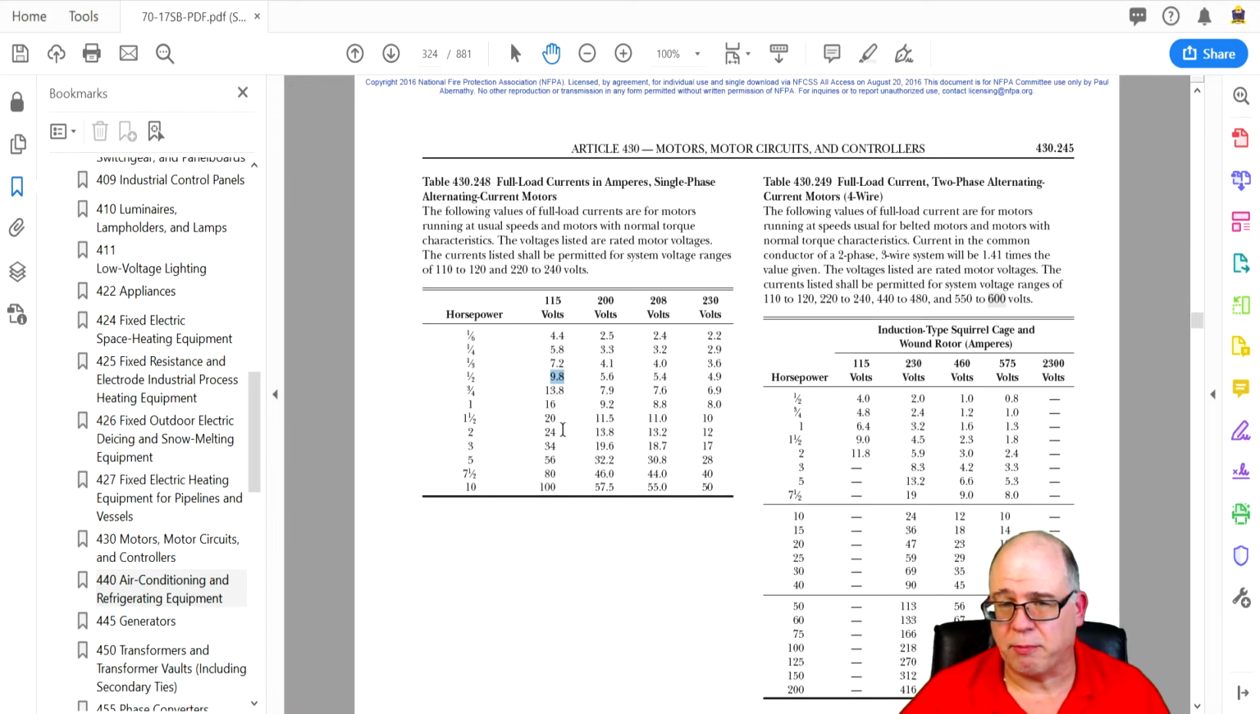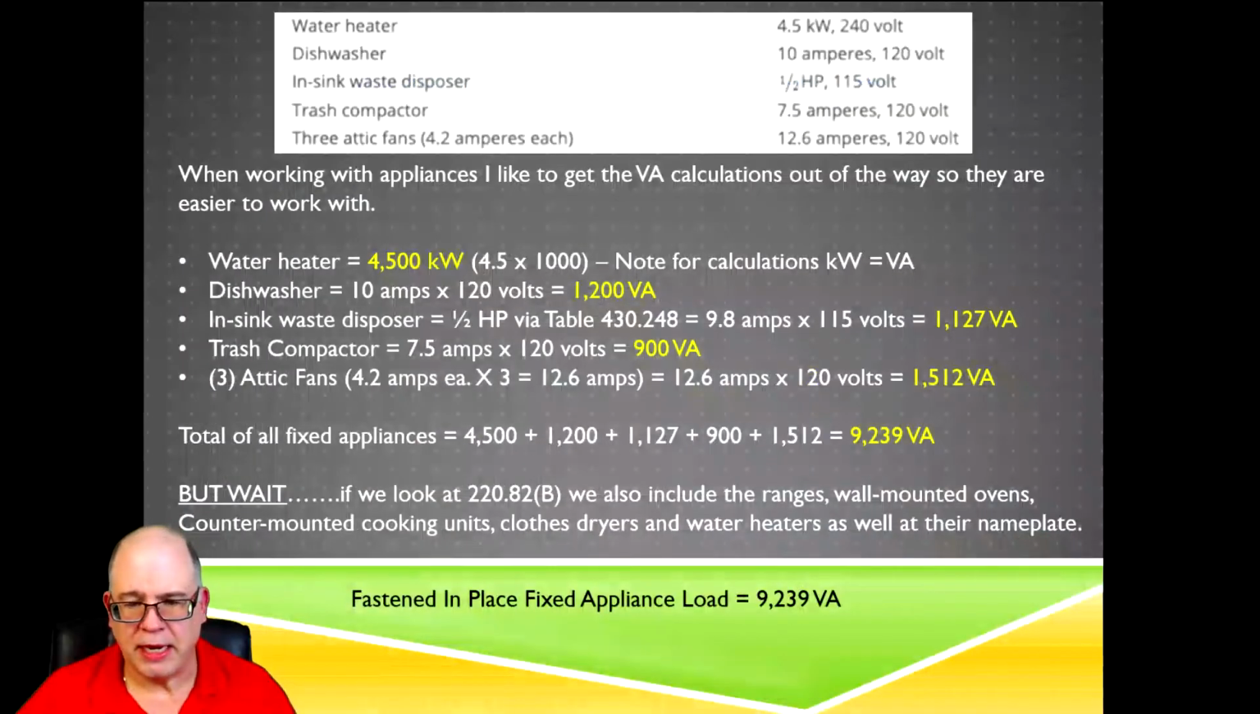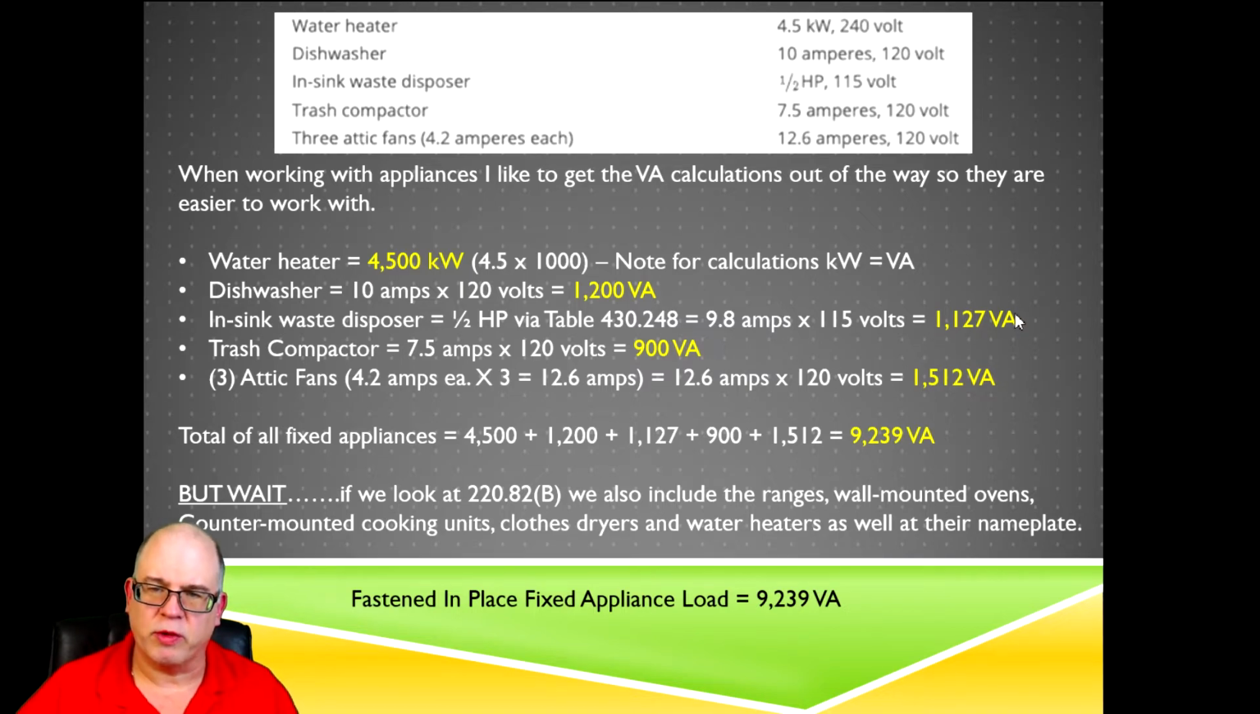Once we know the amps, then we can multiply and find out what the VA is. So that was 9.8 times 115 volts. Use what's in the equation, and that's going to be 1,127 VA. The next is a trash compactor. That's 7.5 amps. Again, multiplication: 7.5 amps times 120, because that's what's given in the question. So that's 900 VA. We write that down.